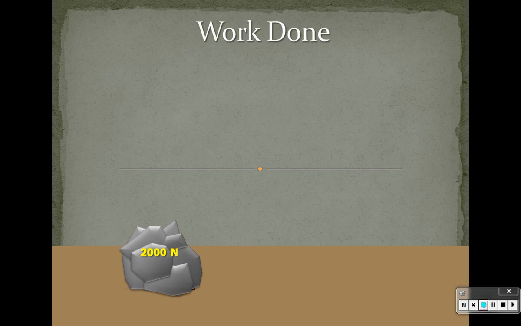Tomorrow we will talk about this example of work being done. Bad news.